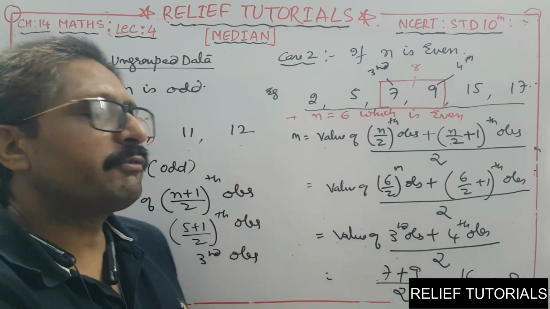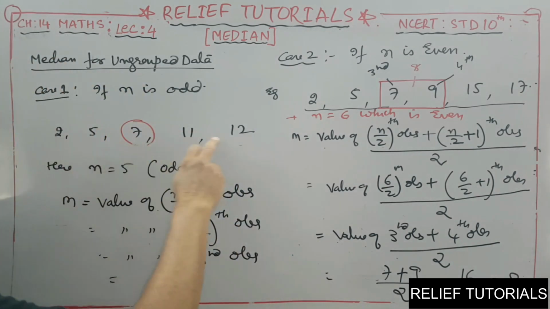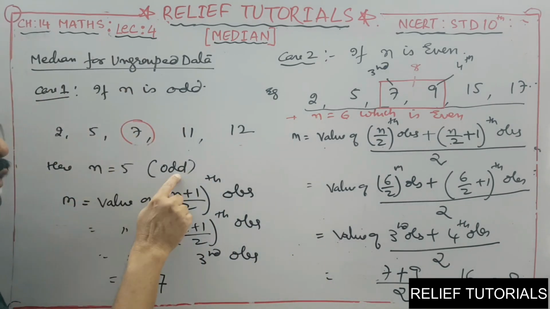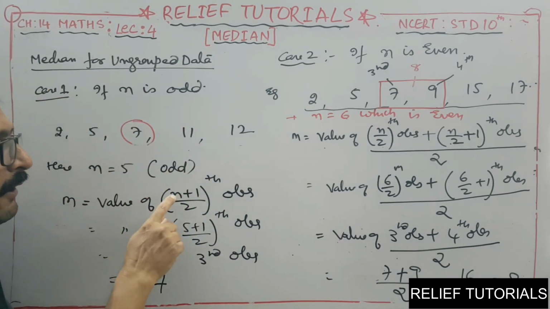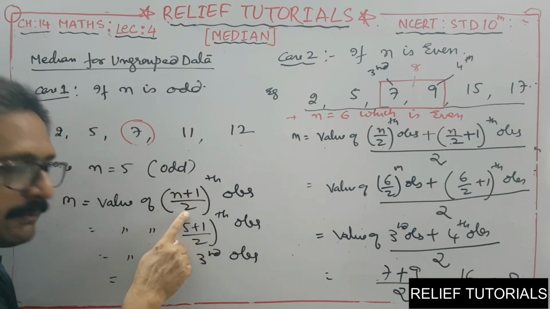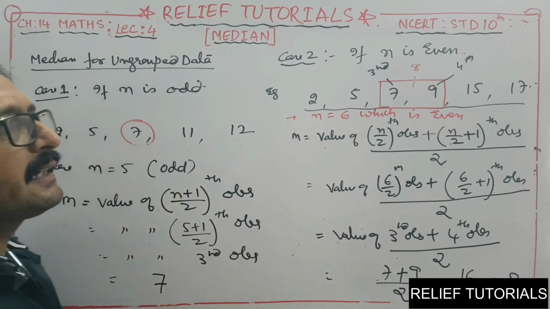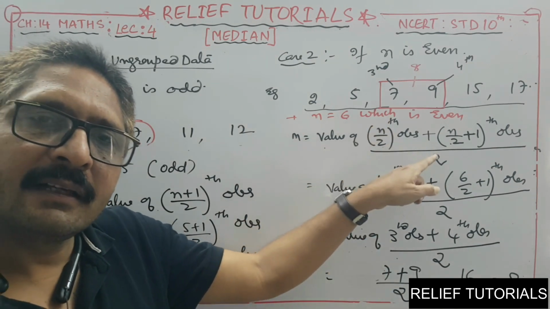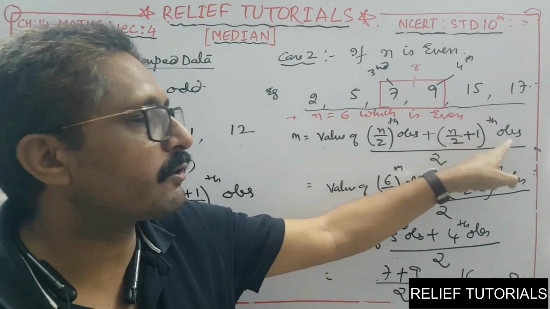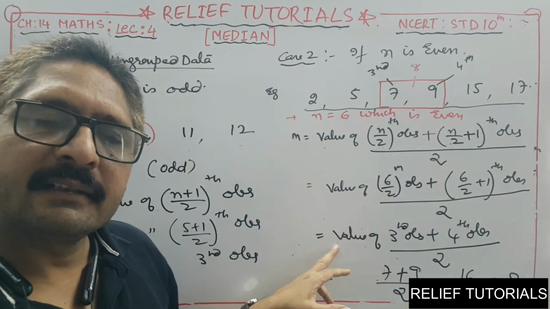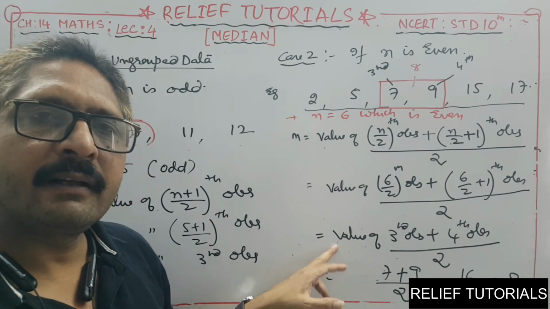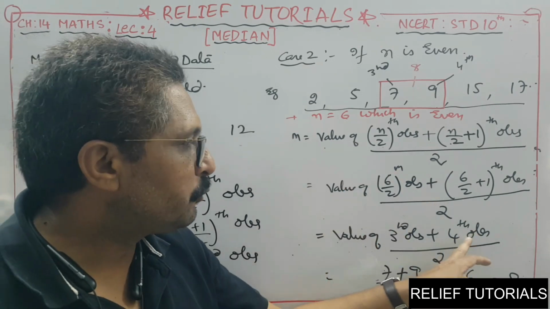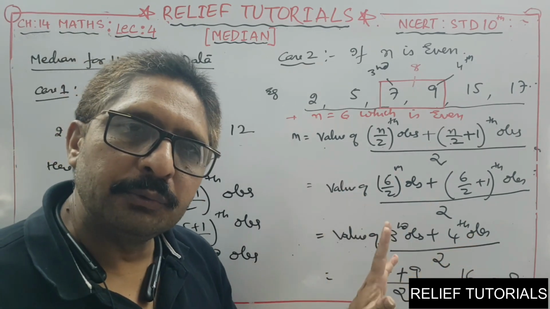This is how we can find the median for ungrouped data. Once again, we recall the formula. If n is odd, the formula to find the median is the n plus 1 divided by 2th observation. And if n is even, the formula is the n by 2th observation plus the n by 2 plus 1th observation, divided by 2. In short, we can write this direct step. n is 6, so 6 by 2, the third observation, and the observation after that, the fourth observation, divided by 2. Clear?